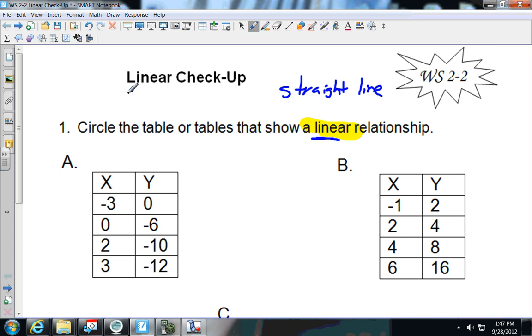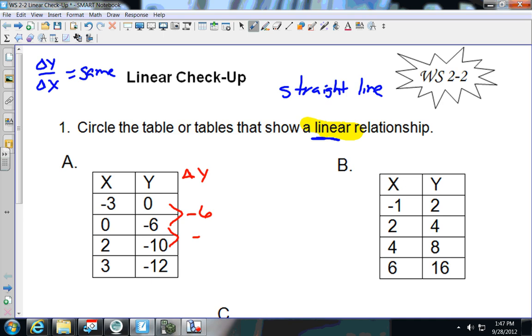The way we know that out of a table is when we do delta y over delta x. The change in y over the change in x has to be the same. It has to have the same slope. So let's go down here and look at the first one. Delta y, the change in y: I'm going from 0 down to negative 12. That means I'm going down 6.